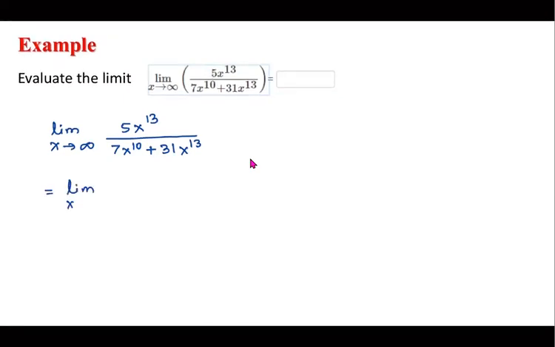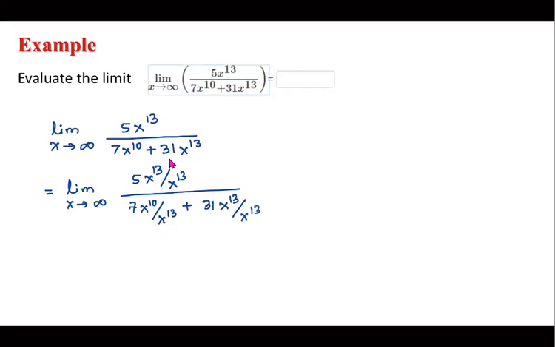Limit as x approaches infinity. In the numerator, it will be 5x^13 over x^13. We are dividing by x^13. And in the denominator, we have 7x^10. We divide that by x^13. Then plus, we have 31x^13. We are also dividing that by x^13.